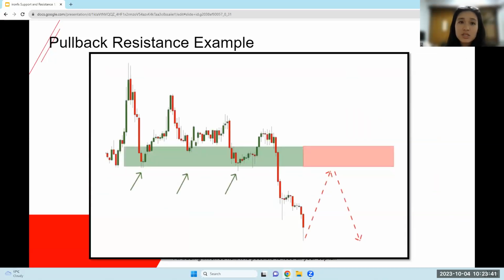Another example. In this case, we have a pullback resistance. In the beginning, we have three swing lows that line up nicely. A swing low we would think of as a support. Now that price has broken out of the support level, it's then a pullback resistance instead. With the pullback resistance, we're expecting price to retrace back to that level.